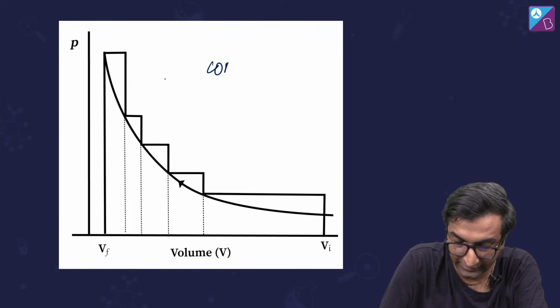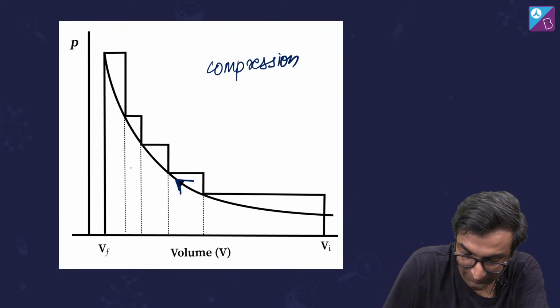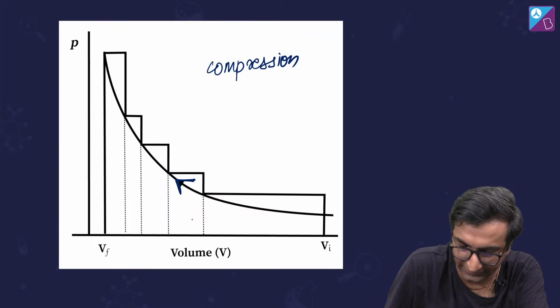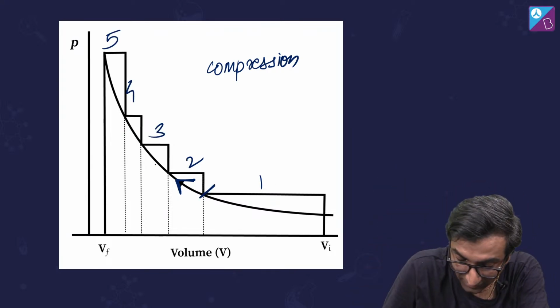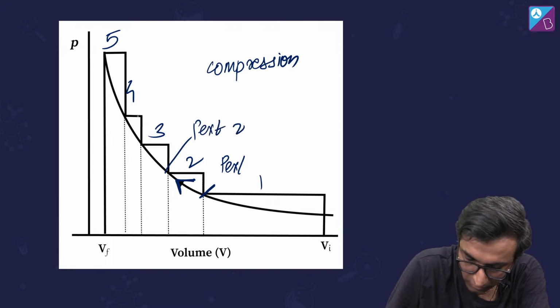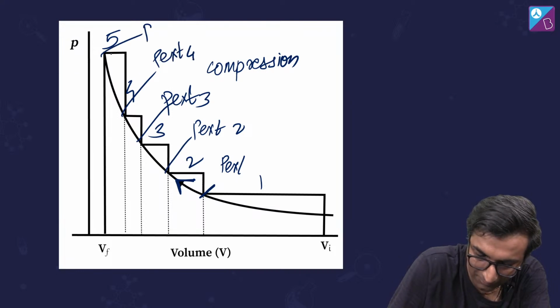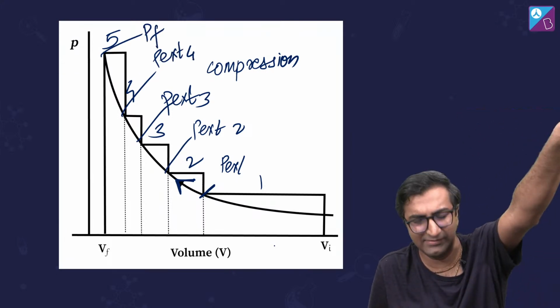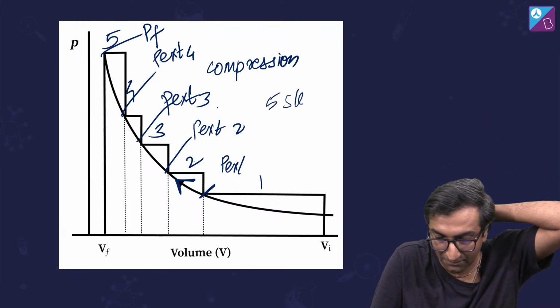This is compression. क्लियरली ये डायरेक्शन आपको दिखाता है कि इस डायरेक्शन में हम लोग जा रहे हैं, which means we are increasing pressure, decreasing volume, so compression हो रहा है. You can see that I have carried step 1, 2, 3, 4, 5, and at each step, this is P external 1, this is P external 2, this is P external 3, this is P external 4, and finally P final. तो मैंने कितने steps हुए? I have step 1, 2, 3, 4, and 5. So I have a 5-step compression process.